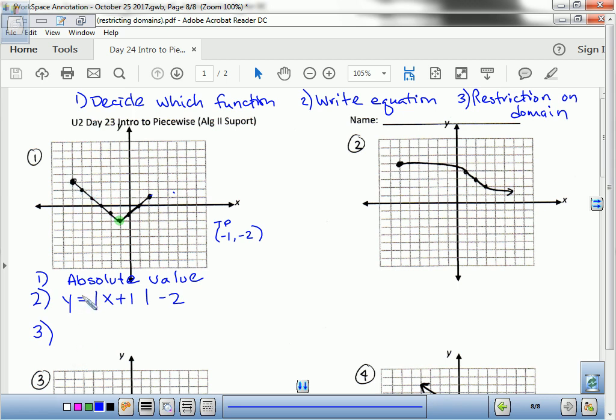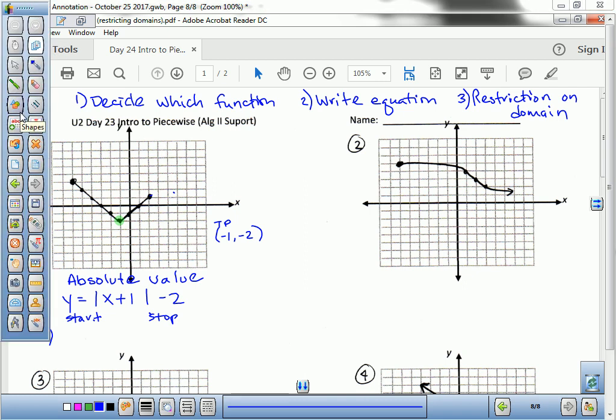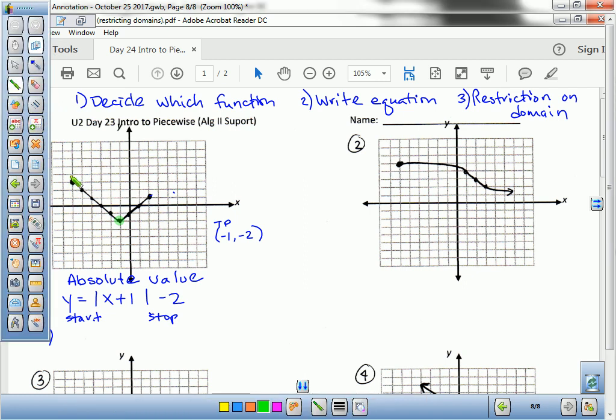Now, because this one has a start and a stop, we can write it 2 ways. I'll show you. It starts right here at that x value, and it stops right there at that x value. Do you see it starts right here? Because we always go left to right. You always go left to right. This has a start and a stop.